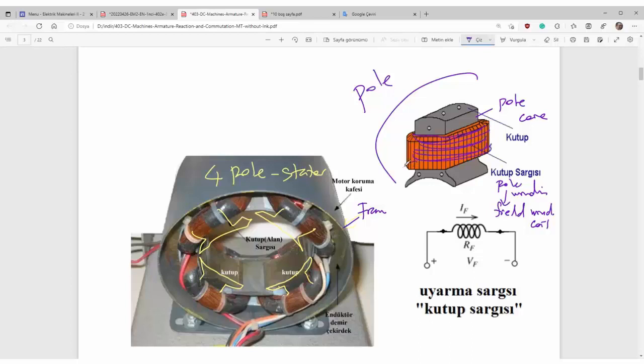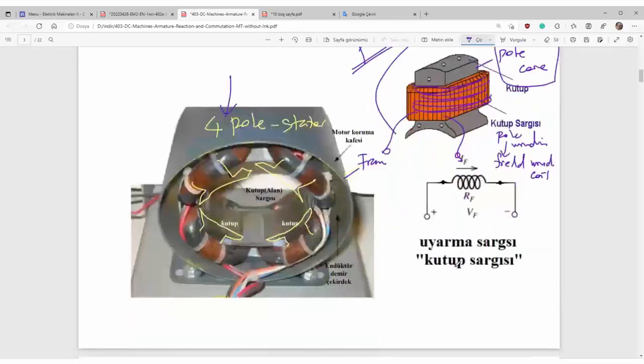Here are two ends of the coil. That's a simple coil. And over the pole core, all those construct a magnetic pole. And here you see four poles in the stator. We simply represent all those coils in the field system.